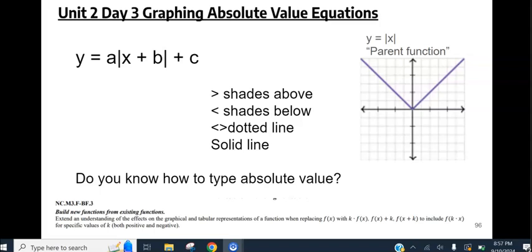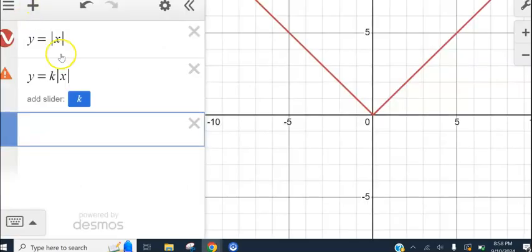Hello, and thanks for checking out my video on graphing absolute value equations. I'll also talk about inequalities with the less than, greater than signs. And I'm actually going to show this, just going straight to Desmos.